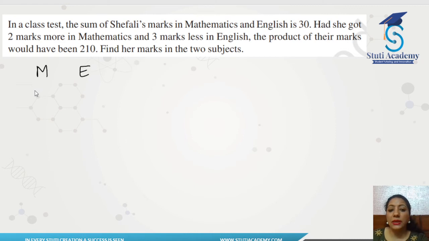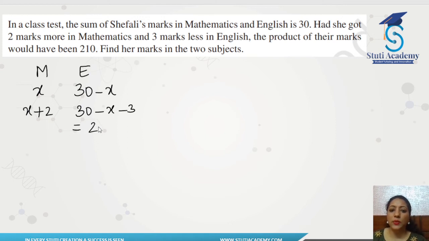Let us say that she got x marks in maths. So now we know that the marks in maths and English, they add up to 30. So marks in English would be 30 minus x. So this is the original condition. Now case 2 here is, had she got 2 marks more in maths and 3 marks less in English, that means 30 minus x minus 3. You can also write this as 27 minus x. So this is case 2 where she gets 2 marks more in maths and 3 marks less in English. The product of their marks would have been 210. That means the product of these two, we have 210.